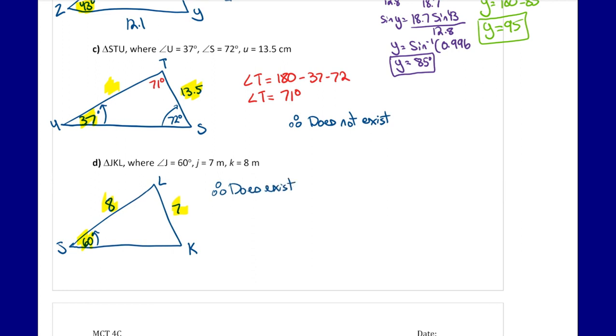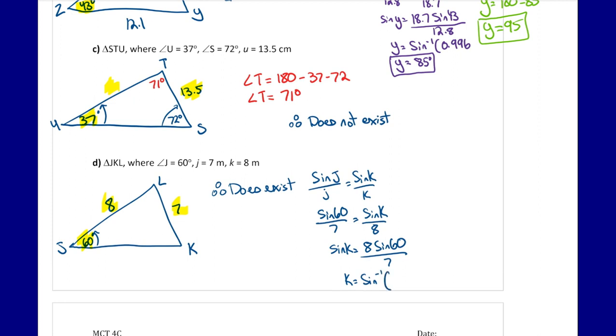And now we need to go through and figure out what that angle is. So we're going to use our sine law. So sine J over little j is equal to sine K over little k, and very similar to what we've done before. So sine 60 over 7 is equal to sine K over 8. Sine K equals 8 sine 60 divided by 7. K equals the inverse of sine of 0.989. And we get K is equal to 81 degrees. So K is 81 degrees.